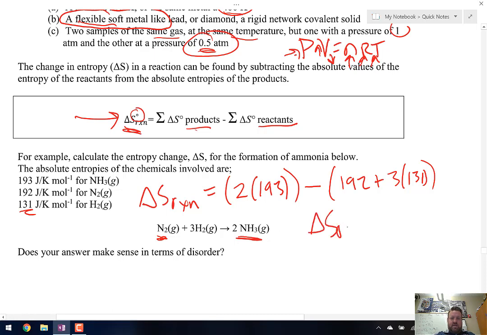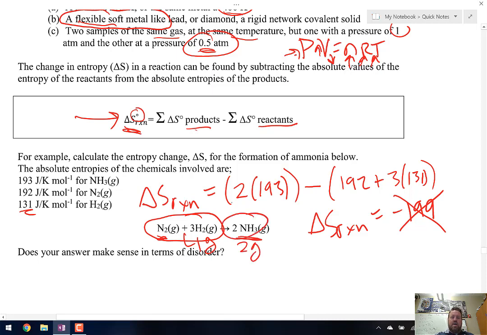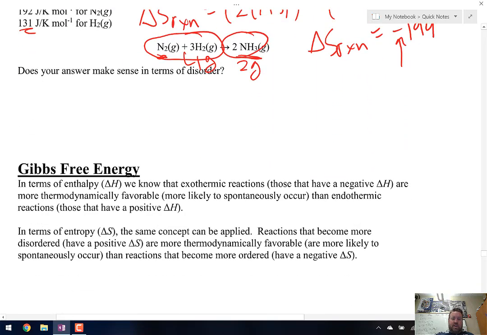The delta S for the reaction is negative 199. Okay, does that make sense in terms of disorder? So without even looking at this number here, would you have predicted that this value would be a negative value? Well, you're going from 4 gas particles here, 4 gases, to 2 gas particles here. Absolutely, we would have predicted without even doing a calculation that our number would be a negative value simply because you're reducing the total number of moles of the gas.